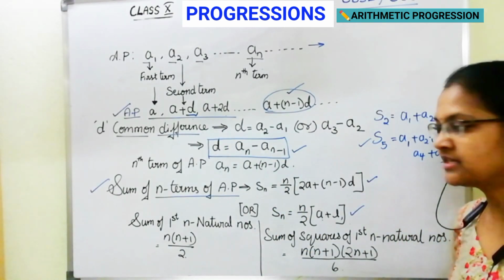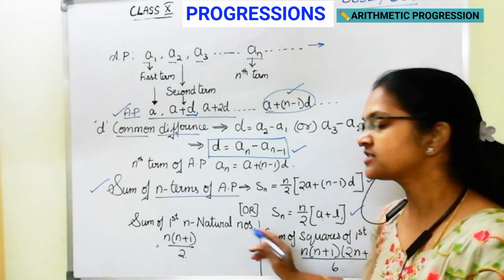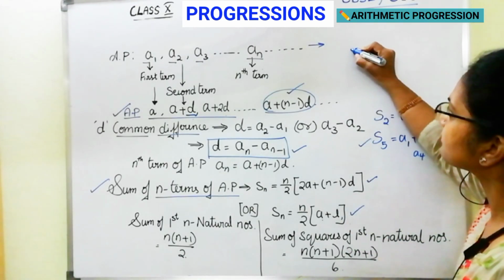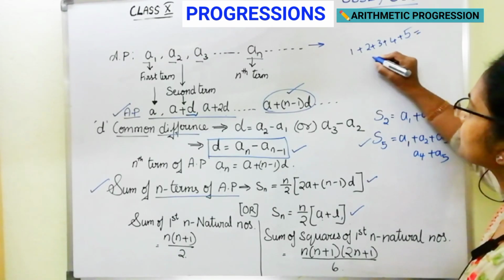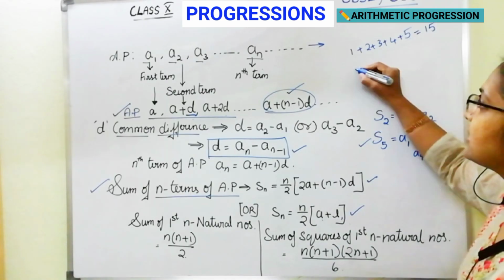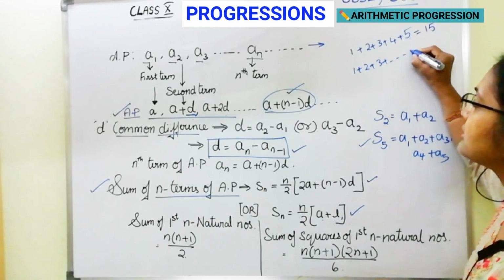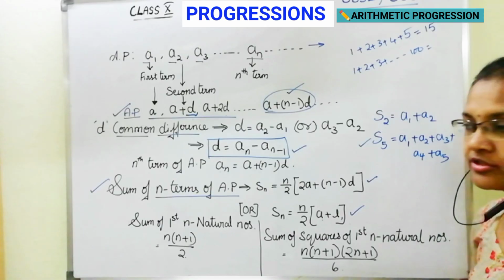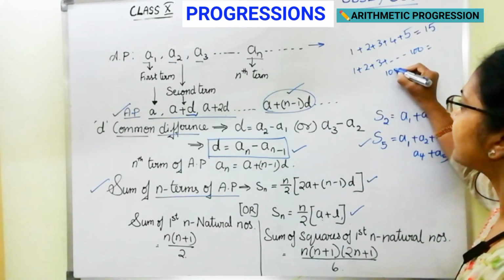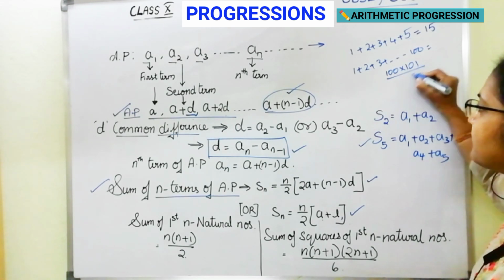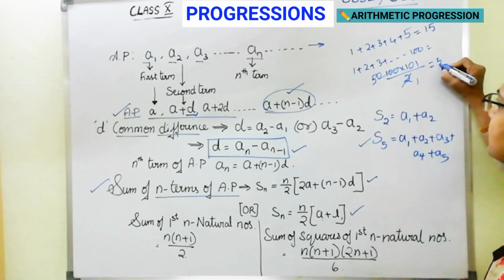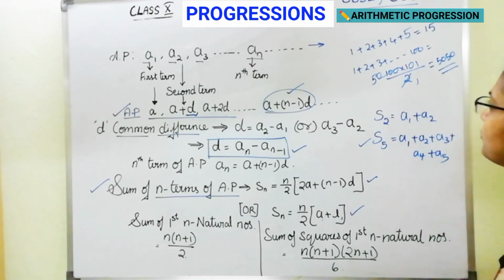In addition to all these things, we also need to learn the sum of the first n natural numbers. Suppose the first 5 natural numbers, 1 plus 2 plus 3 plus 4 plus 5, it's easy, we will write it as 15. But what if I say 100 natural numbers? 1 plus 2 plus 3 and so on till 100 is a little difficult to do. So we can use n into n plus 1 by 2. Means for 100 natural numbers, 100 into 100 plus 1 is 101 by 2. 100 by 2 is 50. The answer will be 5050. Sum is 5050.